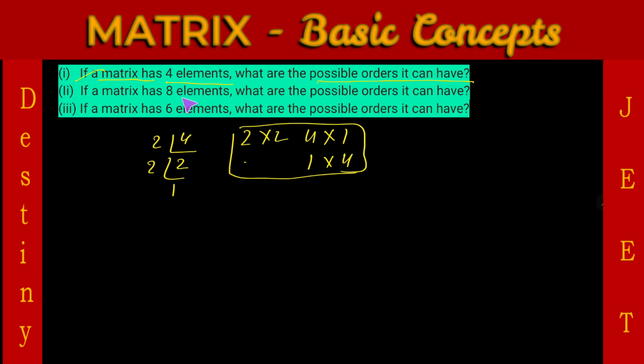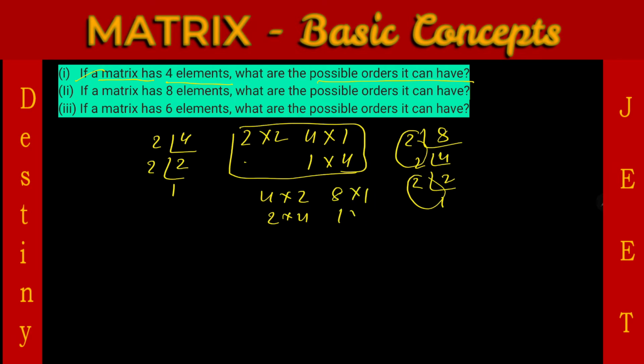Second, 8 elements. What will you do? Divide 8 by 2 first, get 4, 2, again 2, and then you have 2, 1. Either you get 4 into 2, which you can write again as 2 into 4. Then you can get 8 into 1, or 1 into 8. No other options are left.